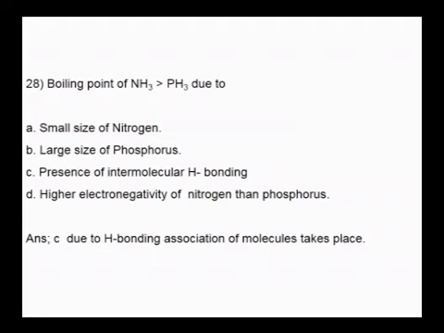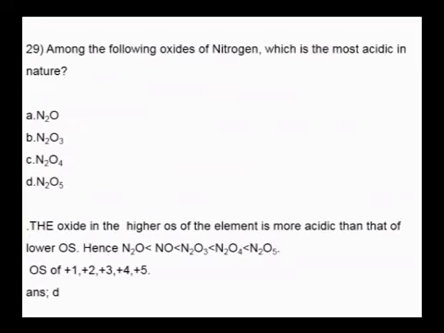So here strong intermolecular hydrogen bonding is present between ammonia molecules. Therefore, the boiling point of ammonia is greater than the boiling point of PH3 phosphine. Hence, the option C is correct. So what about phosphine? In phosphine, a very weak intermolecular hydrogen bonding is present. Therefore, the boiling point of ammonia is more than that of phosphine due to intermolecular hydrogen bonding.